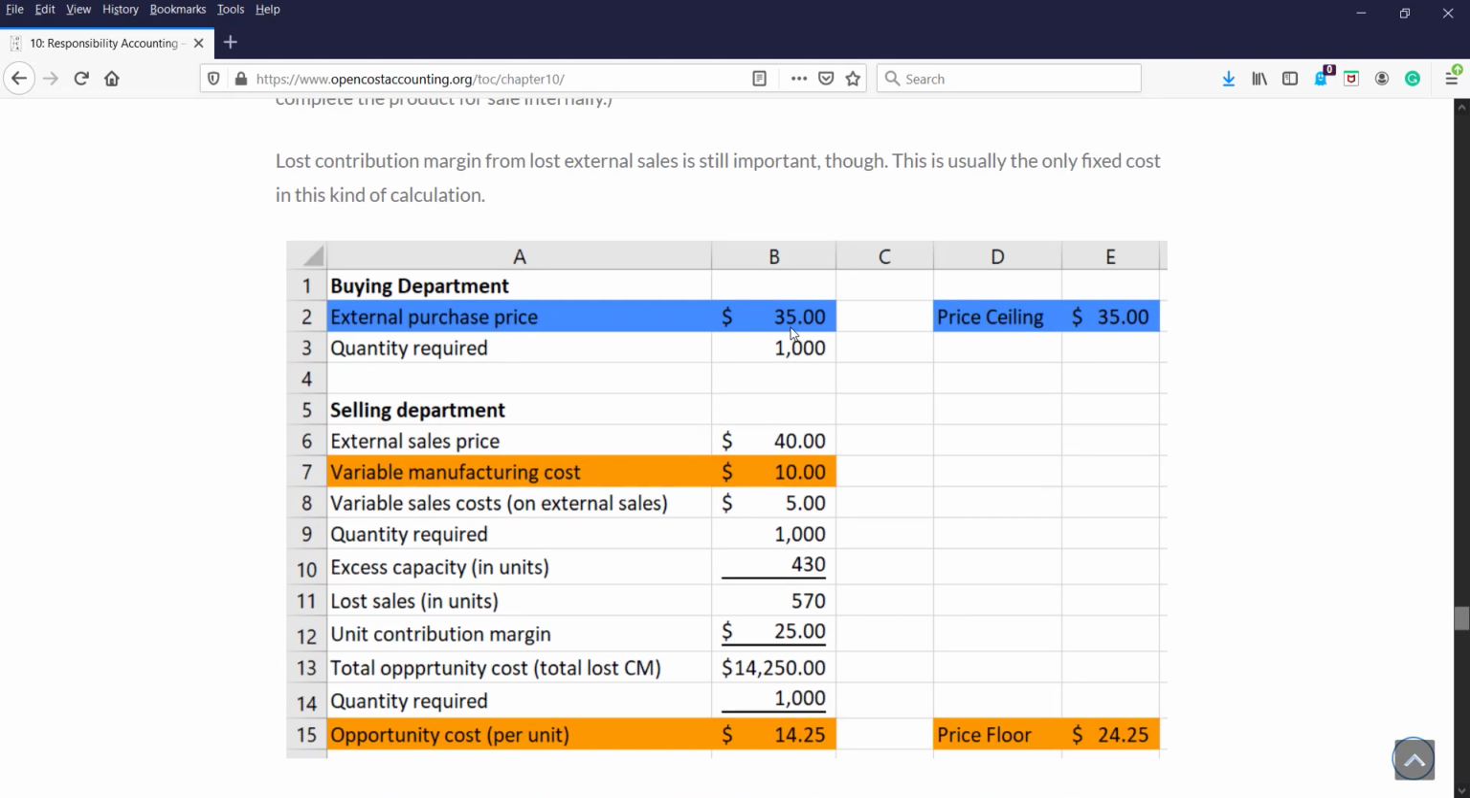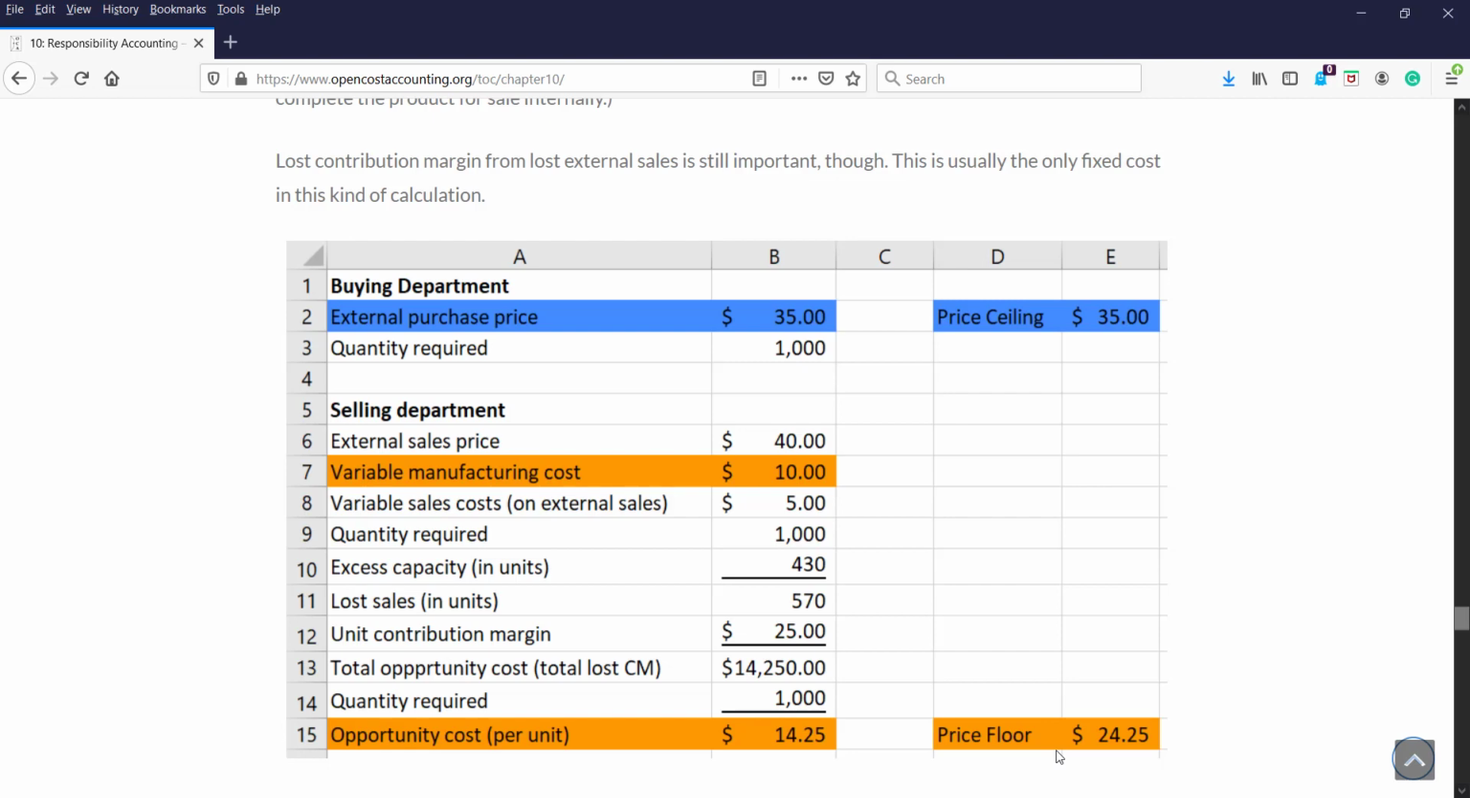And our price ceiling was determined by the buying department. Externally, they could just buy it for $35. If we're going to try to negotiate higher than that, they'll just buy it from the external market. And there you go. So the negotiated price should, economically speaking, fall between these two. We've got about a $10.75 range that you could negotiate. The two departments will sit down and negotiate.